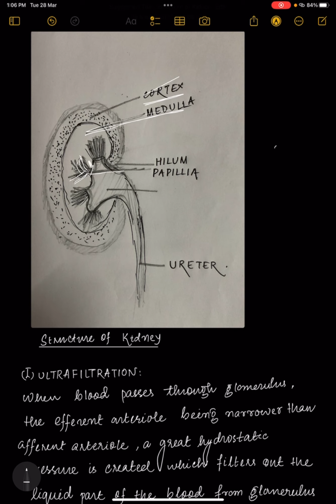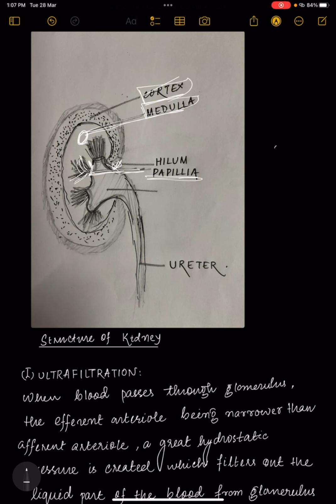These are the renal columns, and the attached pyramid part is the papillae. First of all, the attached part, where the ureter is coming out, this part is the hilum of the kidney. This inner part, where the pyramids and the pelvis are spreading, is the medulla, and the outside is the cortex.